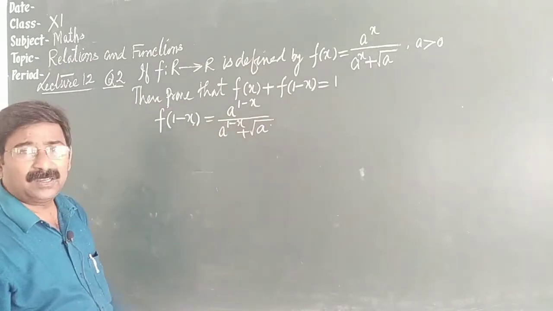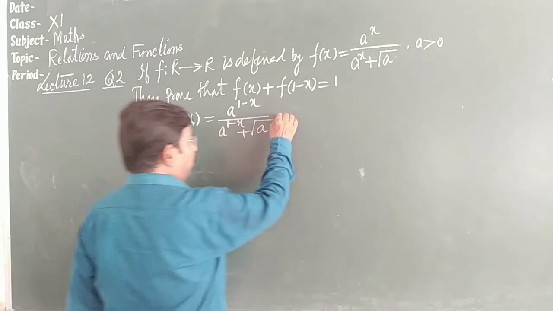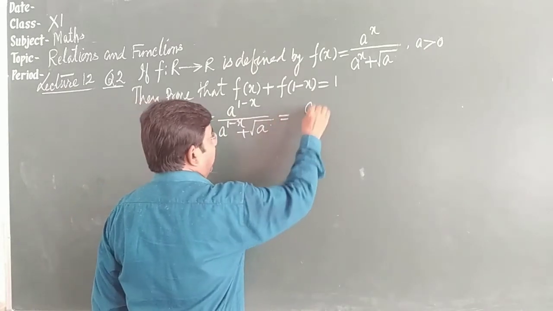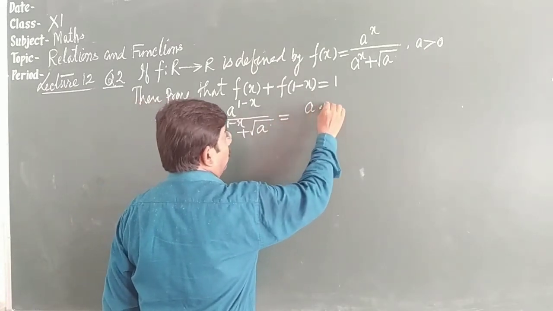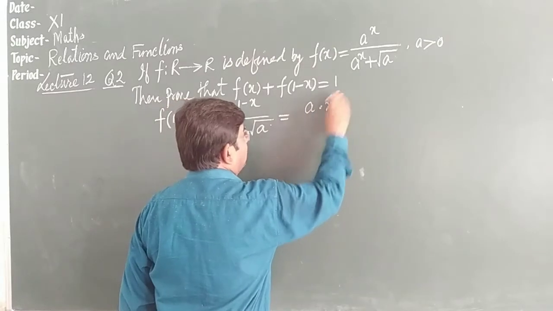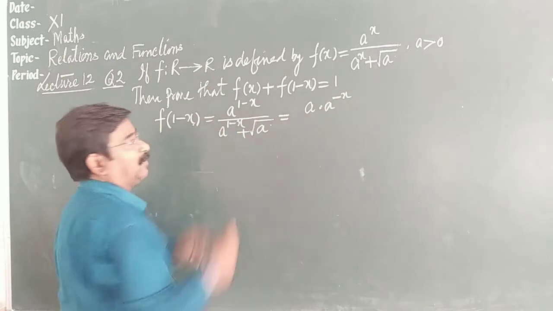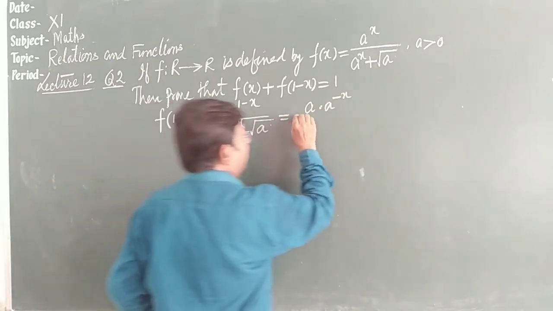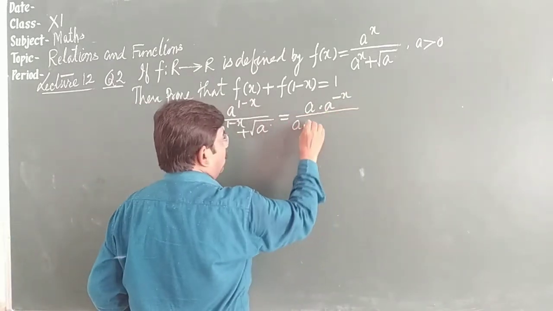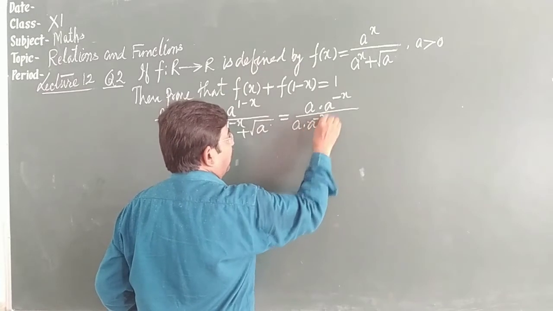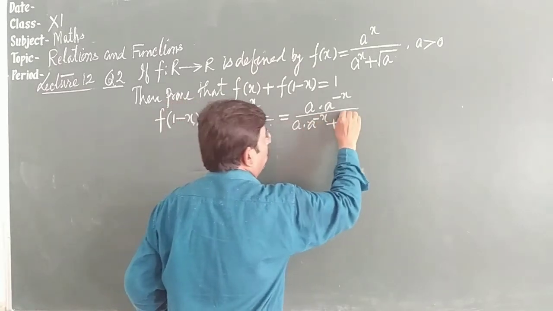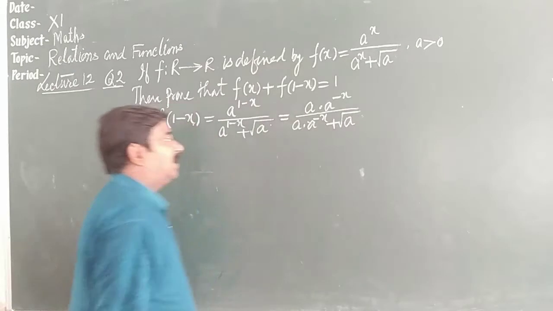Now separate the exponents. We can write this as a to the power 1 into a to the power minus x. We have separated the two powers, and upon a into a to the power minus x plus under root a. Now we have a trick here.